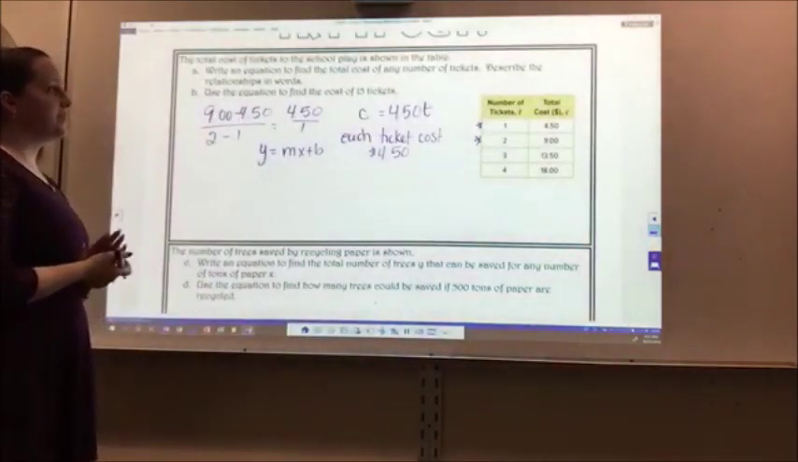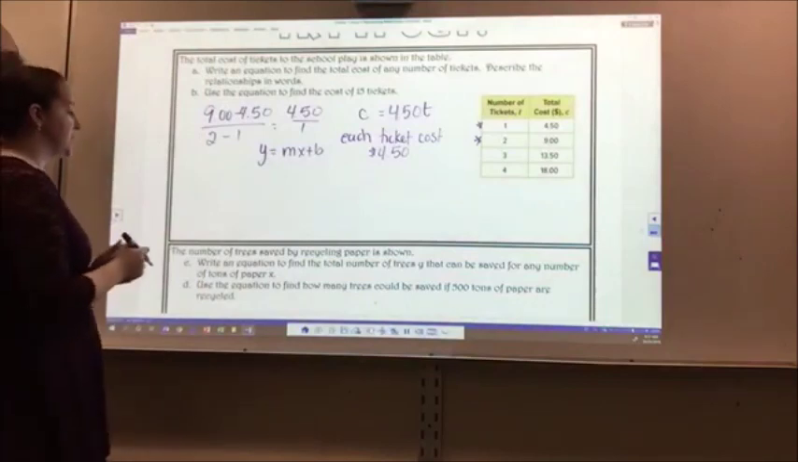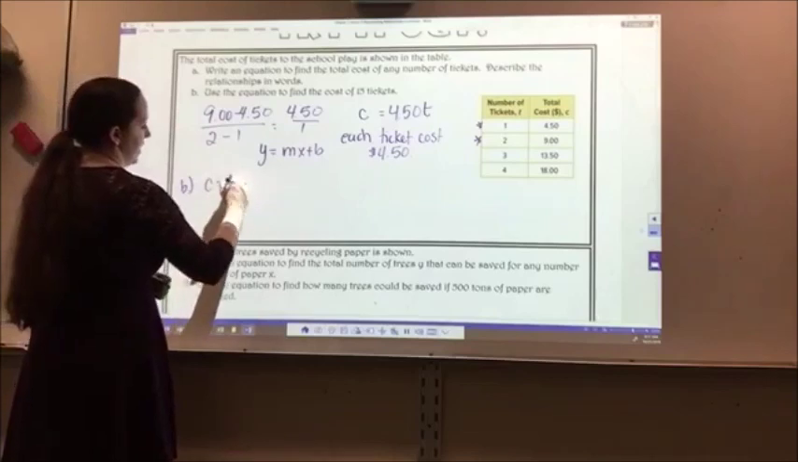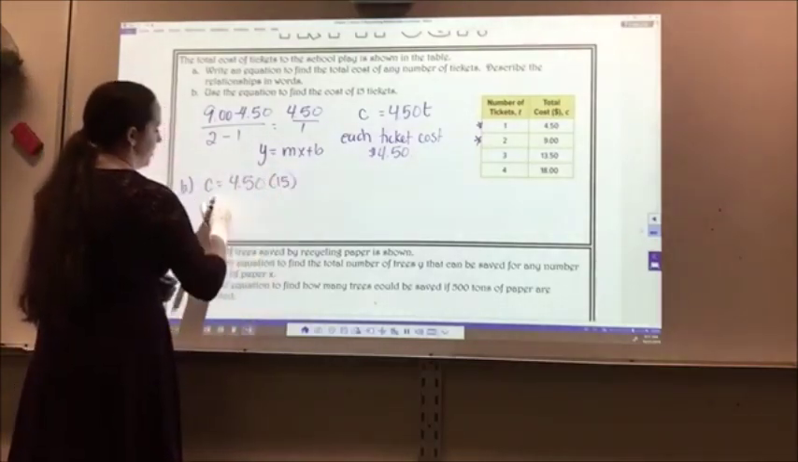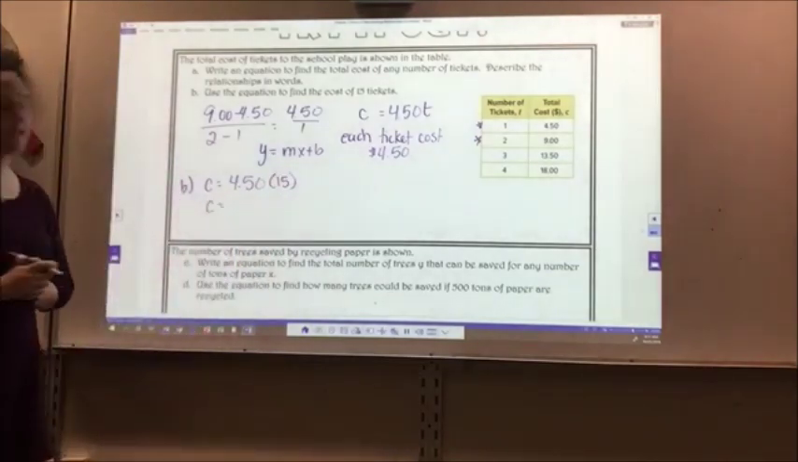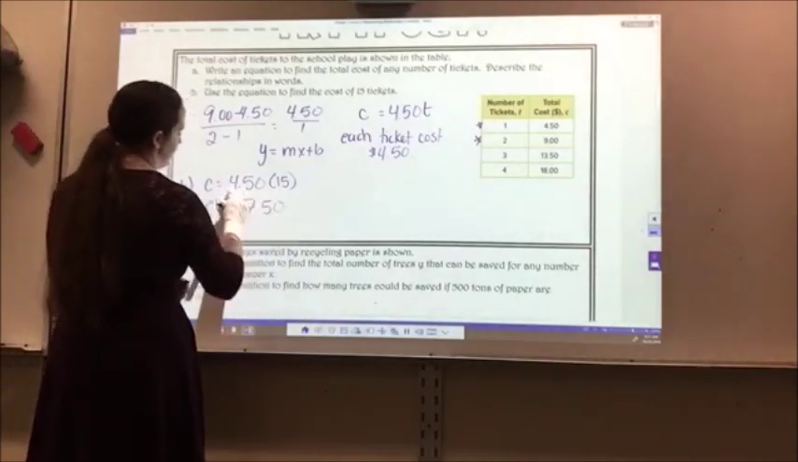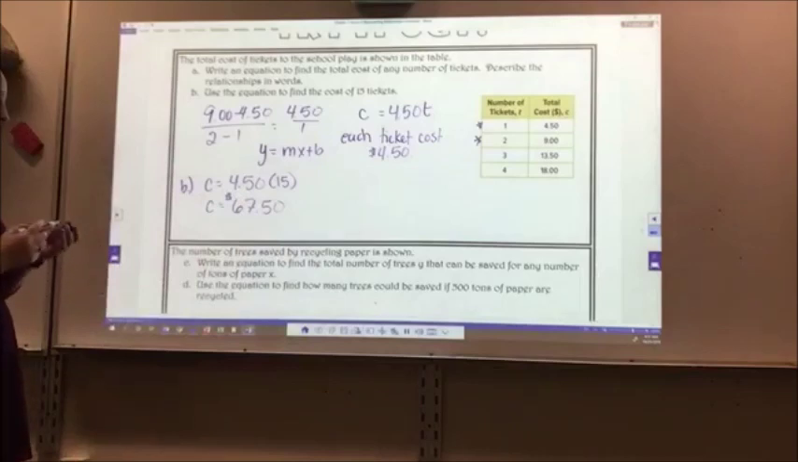Letter B asks me to use the equation that I've created to find the total cost of 15 tickets. So for letter B, I substitute in 15 for my t value. 450 times 15 gives me $67.50. So if I got 15 tickets, it was $67.50.